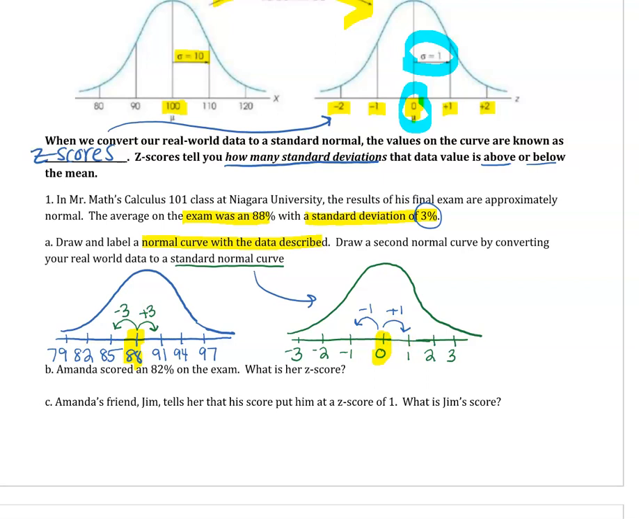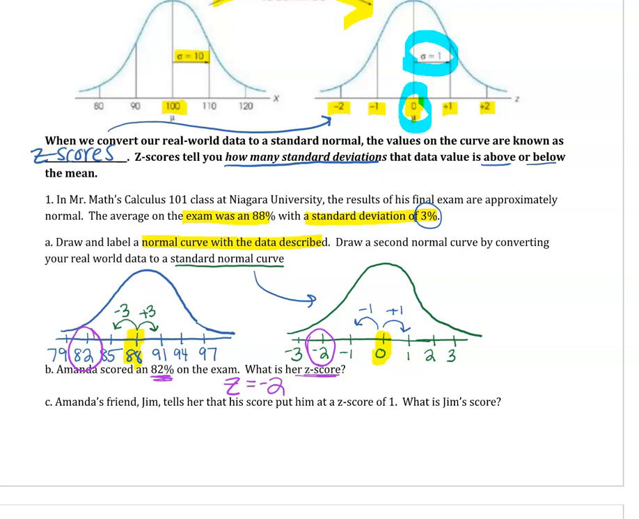All right, so let's say that Amanda scored an 82% on the exam. What is her z-score? So if I go to my normal curve from the data, here's 82. Now compare that to your standard normal. That's the same location, right? Because that's 2 jumps to the left. That means her z-score is a -2 because she performed 2 standard deviations below the mean.